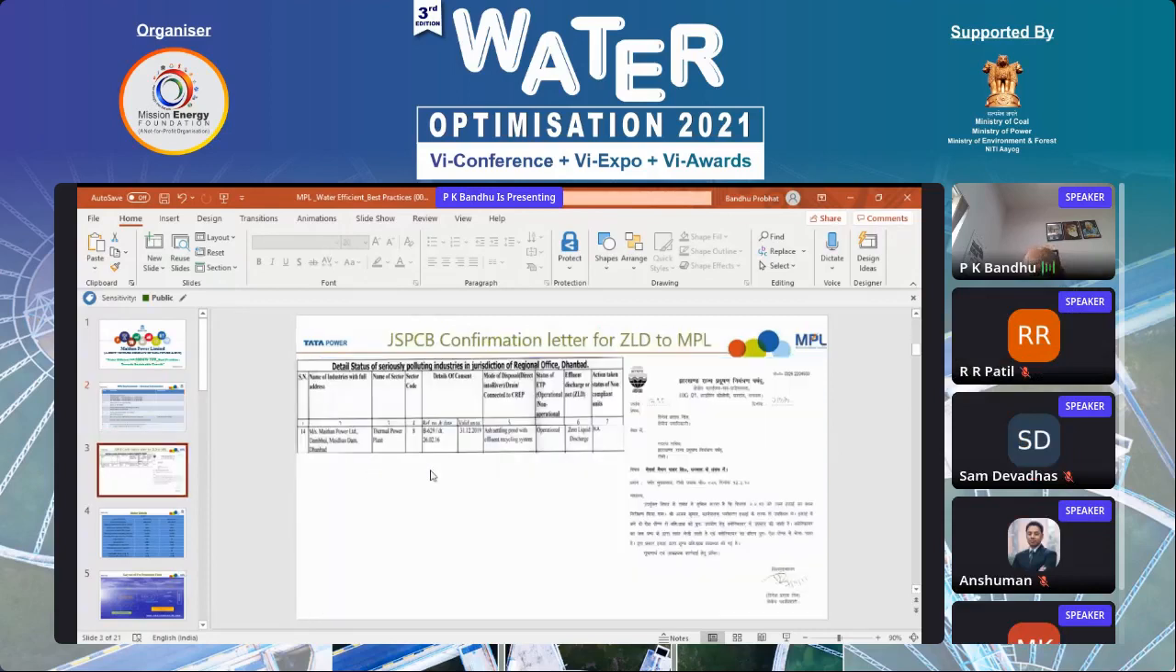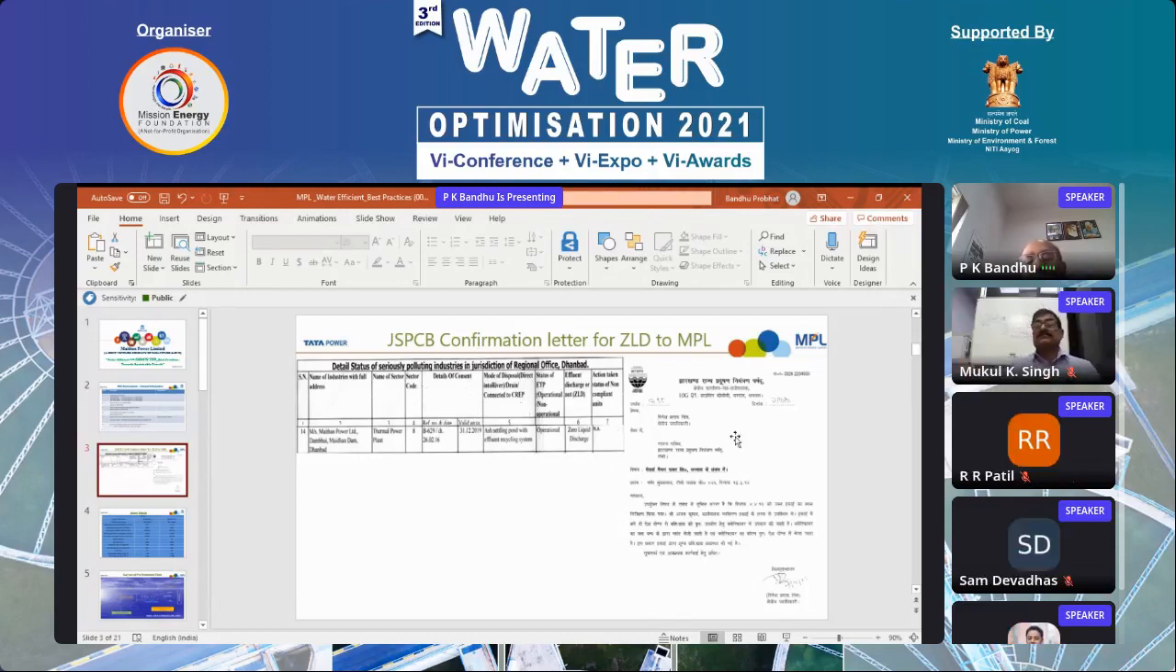So now the unique things are coming. Since the beginning, the Jharkhand Pollution Control Board had certified that this is the first ZLD plant in Jharkhand state. This plant was installed in two phases, the first unit in 2011 and the second unit commissioned in 2012. After that, it was certified as ZLD. That certificate is attached here.